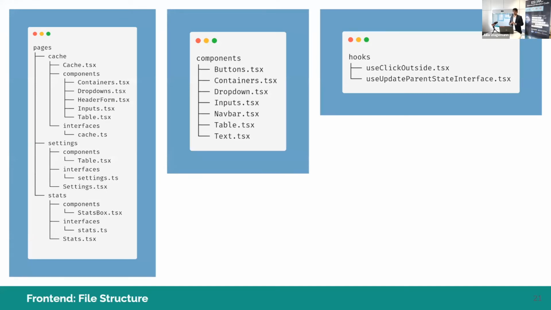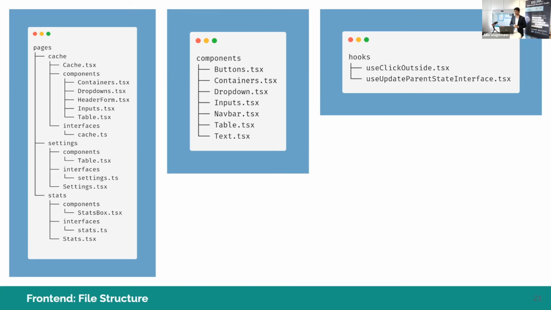All right, so this is a small part of the file structure that I have. So I just wanted to show you how we have 3 pages: the cache, the settings, and the stats. And if you can see, there's a components folder in each of those. But then in the middle, there's a global components folder as well that lives on the same level as the pages folder. So mostly we import from here and then use it in the respective pages.